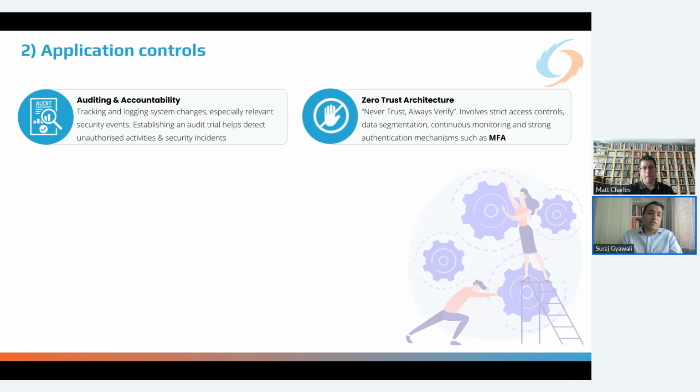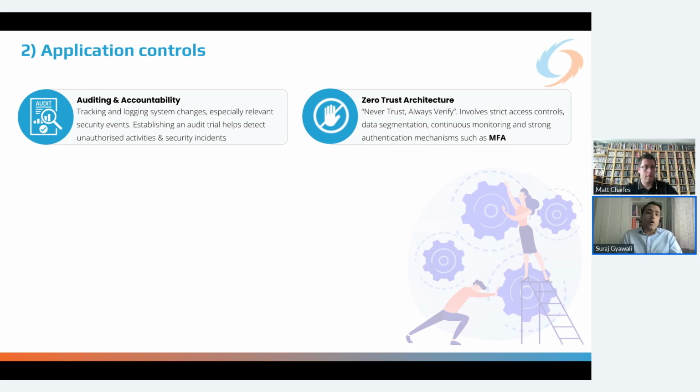Let's look slightly closer at MFA, multi-factor authentication. MFA enhances security by requiring users to provide multiple forms of verification when accessing an application. This typically involves something the user knows, i.e. a password, something the user has, such as a mobile device or security token, and something the user is, i.e. biometric verification. MFA significantly reduces the risk of unauthorized access, even if one factor like a password is compromised.